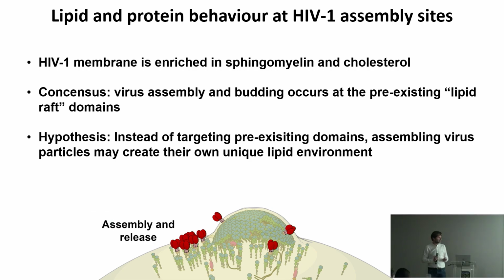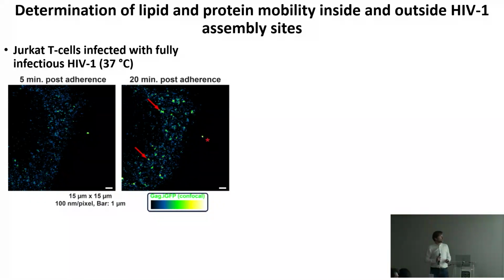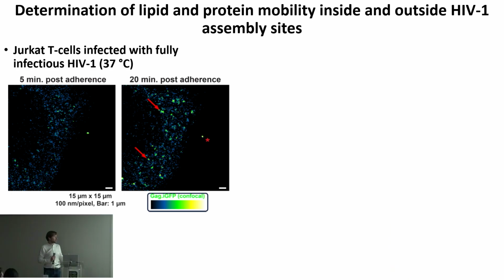But we wanted to test a hypothesis: instead of pre-existing domains, does the assembling virus particle create its own unique lipid environment at the virus assembly site? To this end, we determined the lipid and protein mobility inside and outside of HIV assembly sites. Like before, we used scanning STED FCS, but here we combined it with a fully infectious virus model. Here are the infected Jurkat cells, post-adherence.